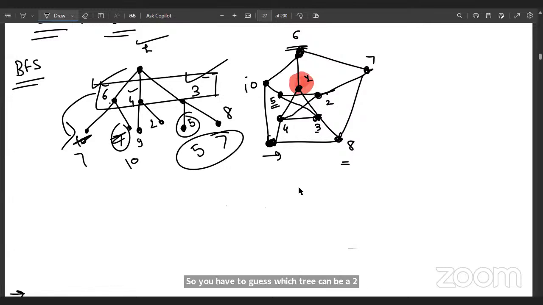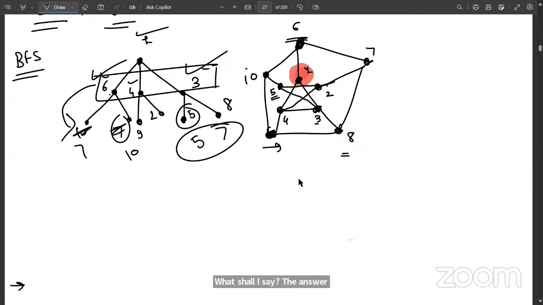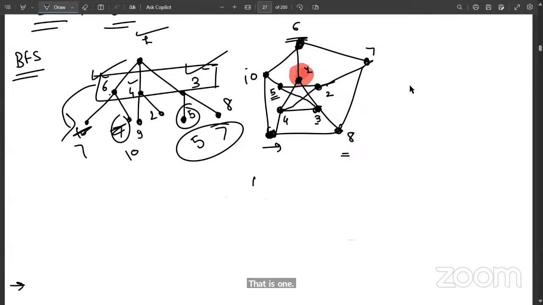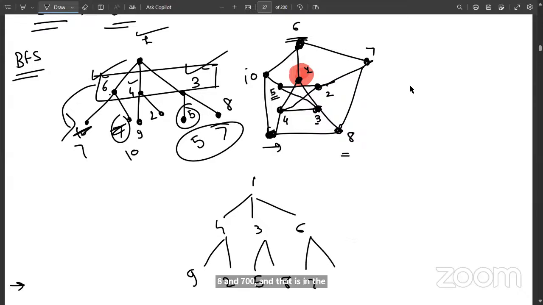What shall I say the answer? Can you tell me whether I'm right or wrong? If I am choosing 4, 3, 6, then I have to say 9, 2, 5, 8, and 7 and 10. And I am writing that in the linear way, not in the graphical way. Writing it in the linear way is also fine, because it satisfies everything.